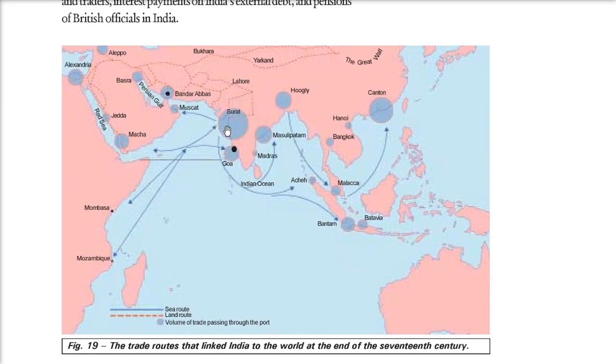So these are the trade routes of India, showing the important Indian ports: Surat, Goa, Masulipattnam, Madras or present-day Chennai. These are the trade routes that linked India to the world at the end of the 17th century. If you see, this is the sea route in blue arrow, and this dotted red is the land route.